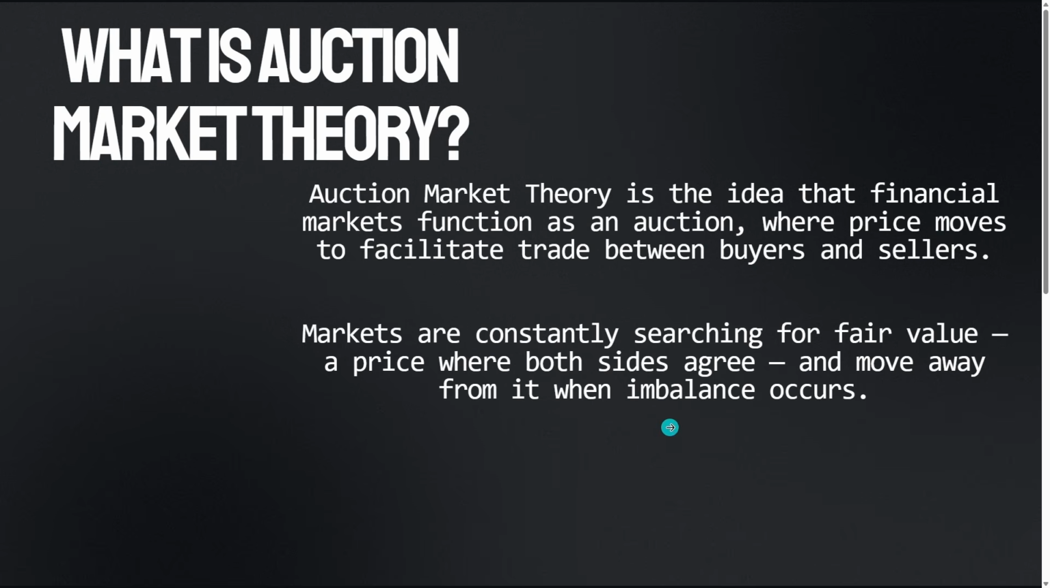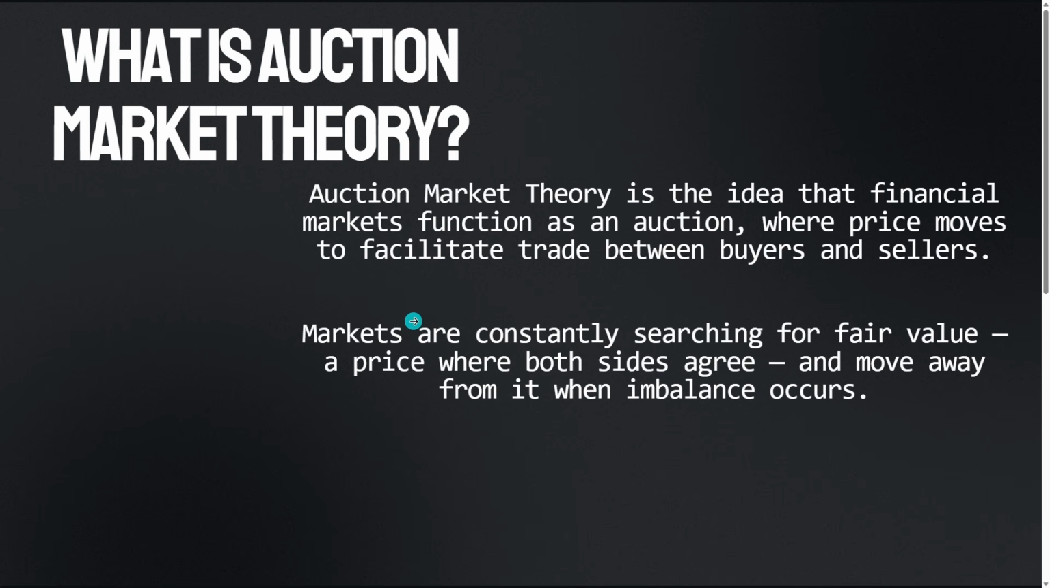So first things first, what actually is auction market theory? I constructed this presentation pretty quickly. I'm going to try to do some drawing on it, but I'm just going to explain what it is. Very simply, auction market theory is the idea that the financial markets function as an auction. Think of a car auction, where prices move to facilitate trade between buyers and sellers. If somebody wants to sell a vehicle, there has to be a buyer. So it's a two-participant auction. That's simply what an auction is, and that's what trading is: a transaction between buyers and sellers.